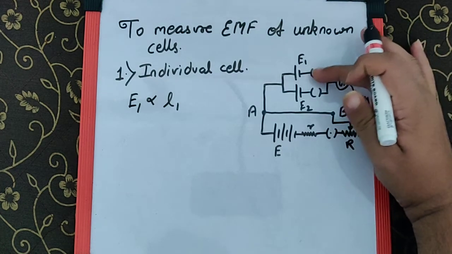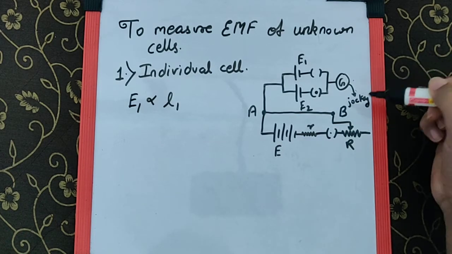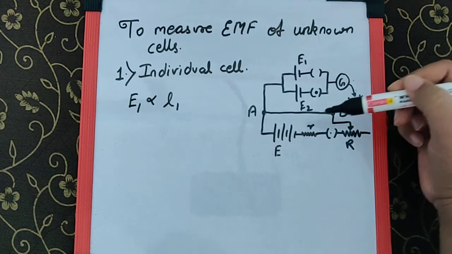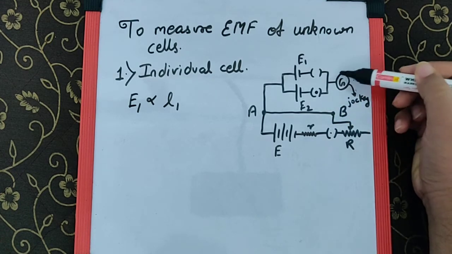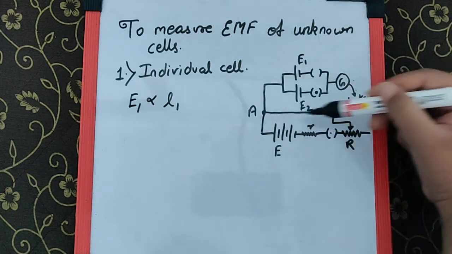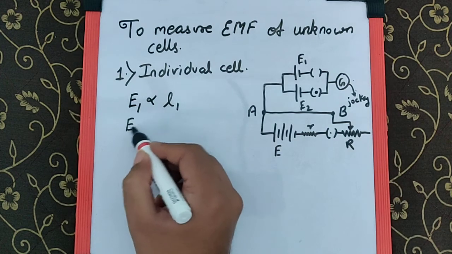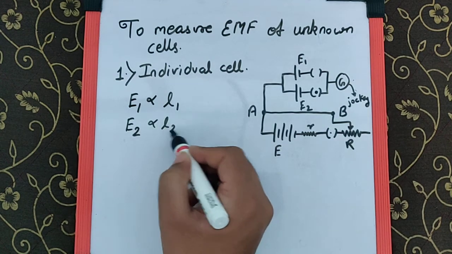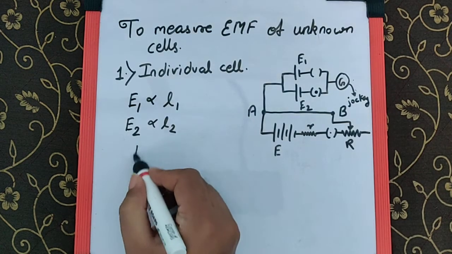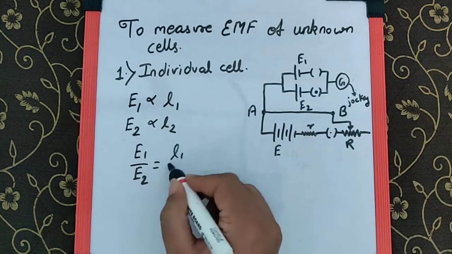So we can say E1 is balanced by, or is directly proportional to, L1. Similarly, now we disconnect this and connect this key and repeat the entire procedure of tapping the jockey on wire AB from A to B. Again, we will come across a point where we find null deflection in the galvanometer. That length, let's call L2. So we can say E2 is directly proportional to L2 by using the principle of potentiometer. Now, if we take the ratio, we get E1 by E2 as L1 by L2.